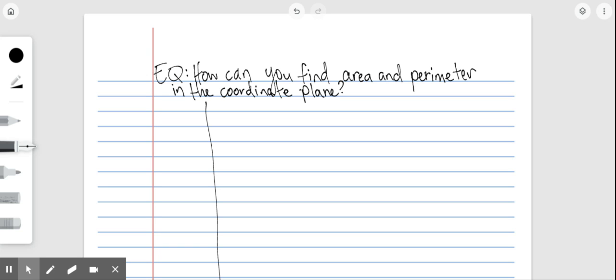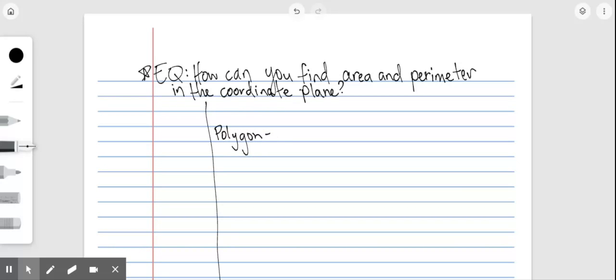Hi, beautiful people. Okay, so today we're talking about how can you find area and perimeter in the coordinate plane. But before we do that, we really want to talk about what is a polygon, how do you classify a polygon, and then we'll talk about doing that. So the first thing we want to do is define the word polygon.